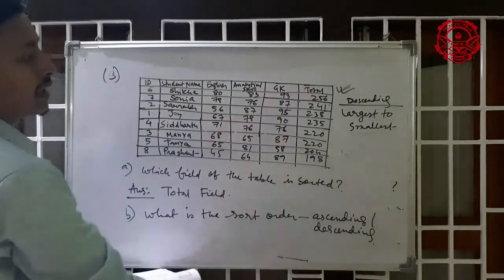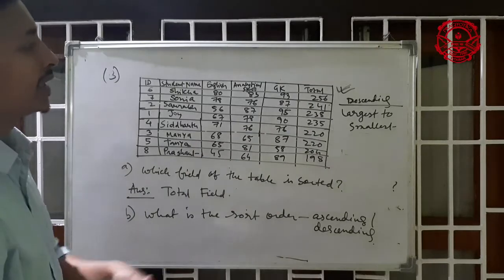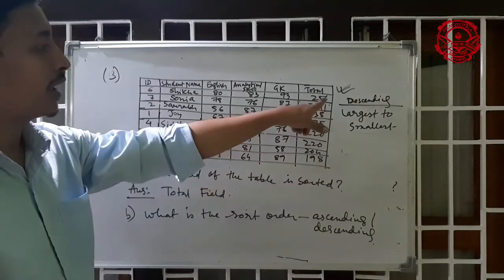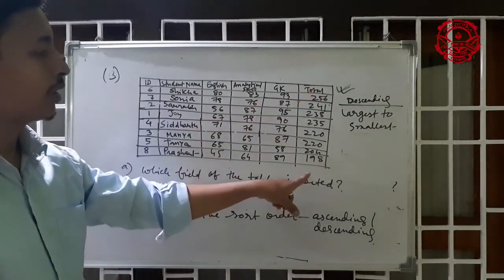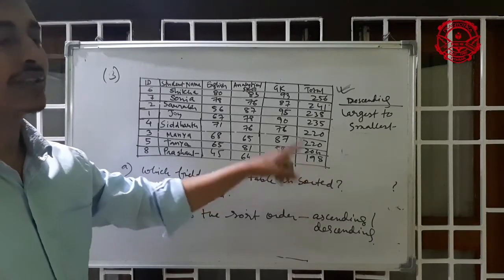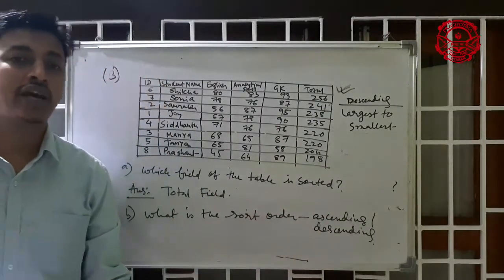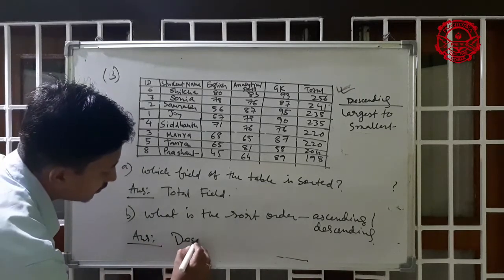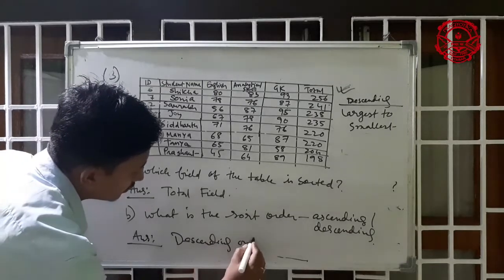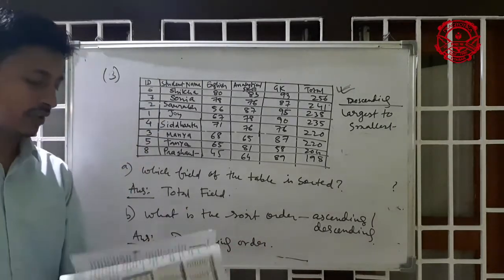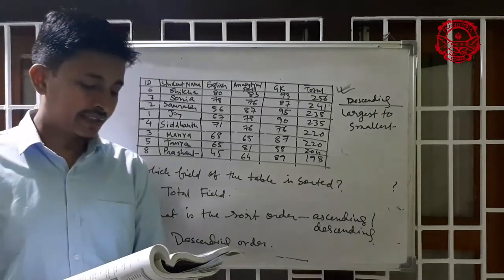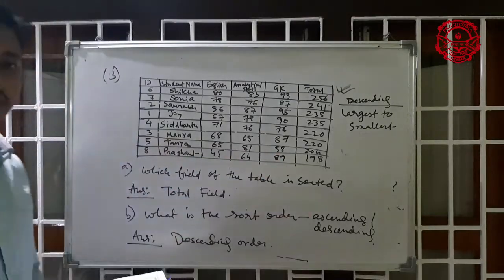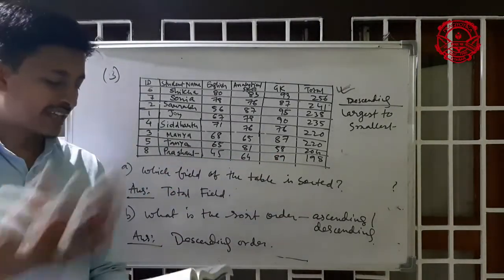At the top you can see the highest value is 256. It is coming in descending order, 256, and the lowest value is 198, at the bottom. So that's why it is descending order. The answer will be descending order. It is a very easy question. I think you understand these things. Complete these, then go to the next question.